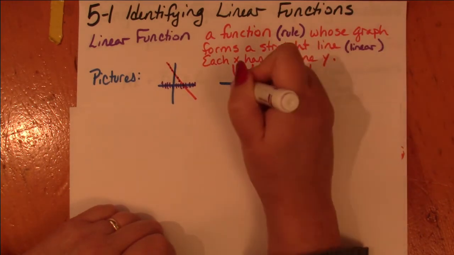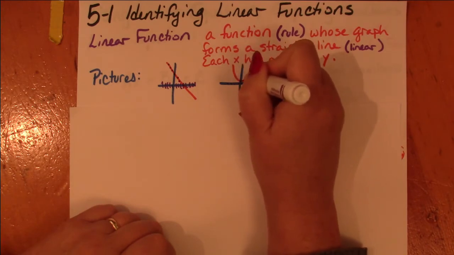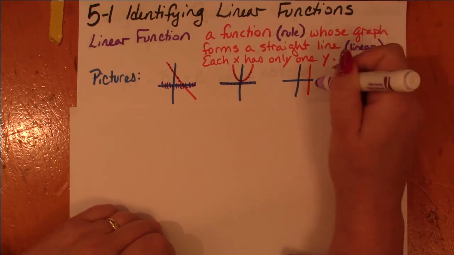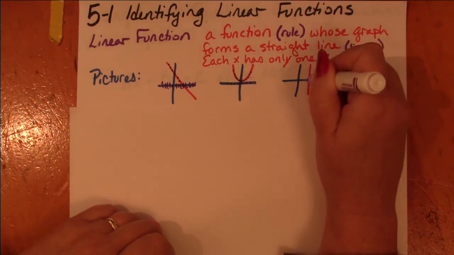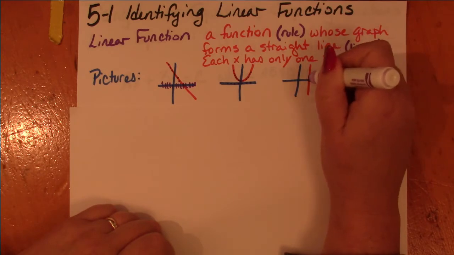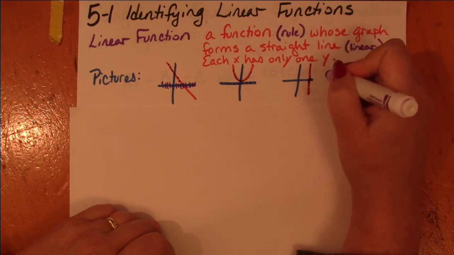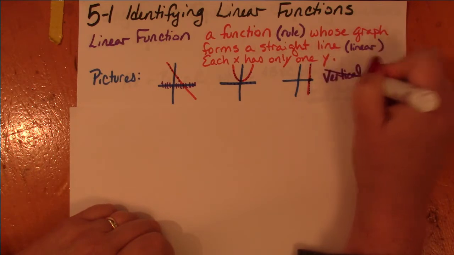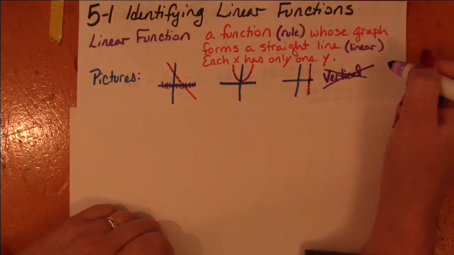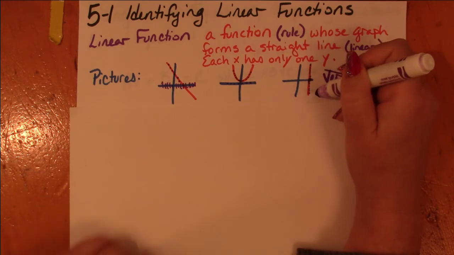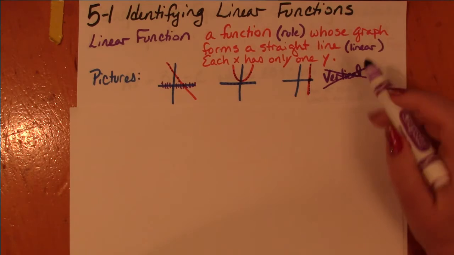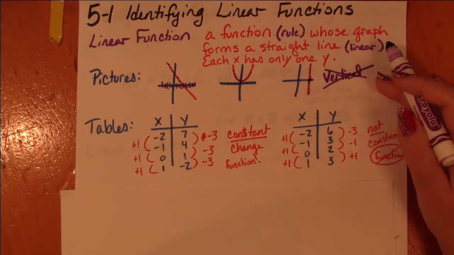Now, even this one, each x will only give you one y. Where is that not true when you have a straight line? Well, that's here. If I give you this x, it will give you all these y's. If you have a completely vertical line, that is not considered a linear function because one x can give more than one y. Every other straight line is a linear function.